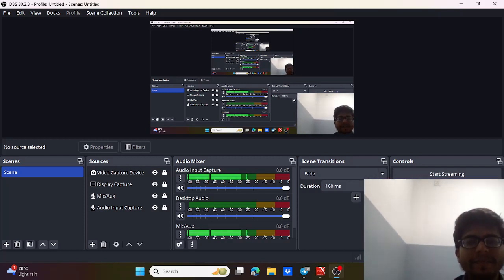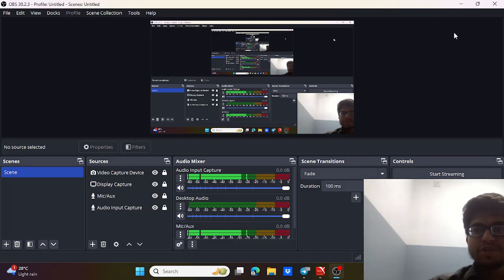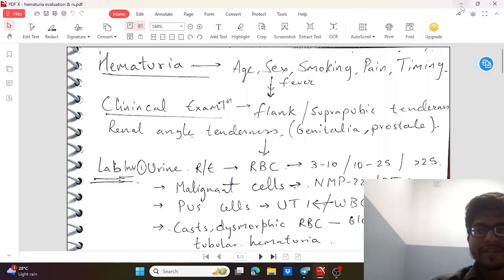Hello friends, today we'll be discussing hematuria, the approach towards the patient, and some management of hematuria. So first of all, if we have a patient with hematuria, how will we assess the patient? Starting with the age of the patient, if the age is more than 35, then it is a risk factor for malignancy. So we have to consider the age.